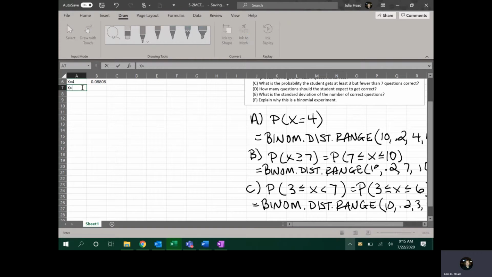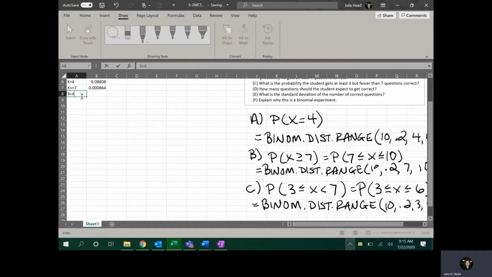So for x greater than or equal to 7, we have binom.dist.range again. And again, it's still 10, 0.2. But this time for part B, it was 7, 10. So we get 0.0009.